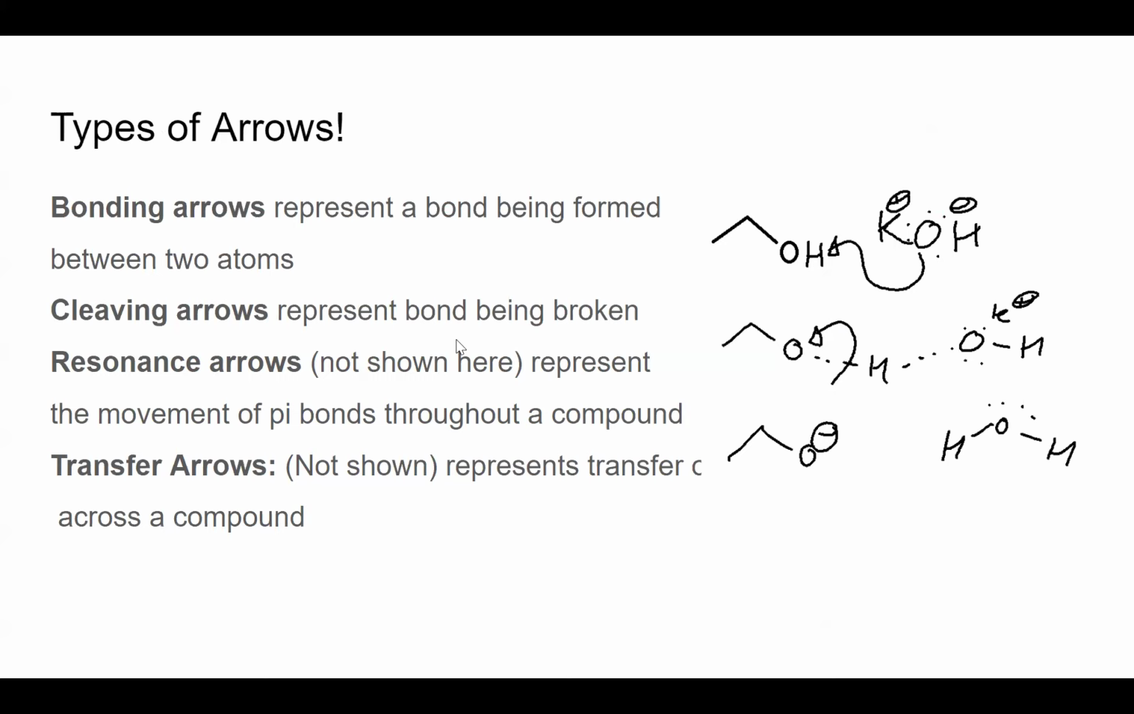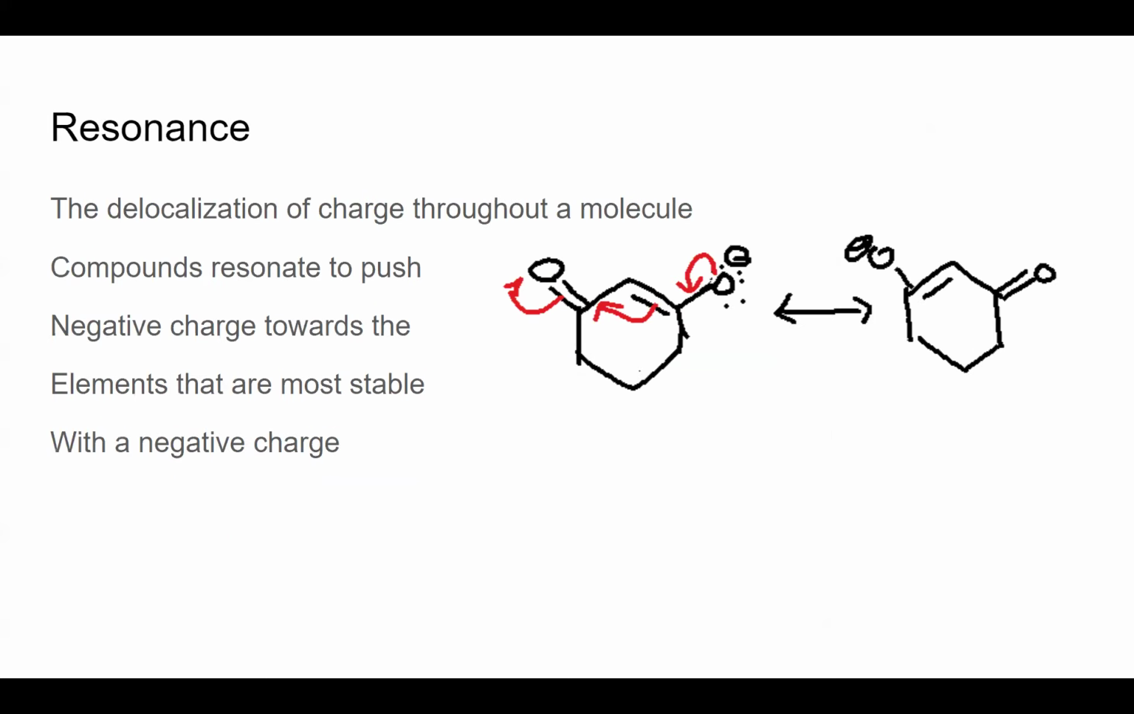And resonance arrows represent the movement of pi bonds throughout a compound, which we'll reference next. Transfer arrows are when you draw an arrow to show that there's a hydrogen or methyl transfer within a compound that has a carbocation. Resonance arrows are drawn right here, as you can see in the red. It is the delocalization of charge throughout a molecule. Compounds resonate to push negative charge towards the elements that are most stable with a negative charge.